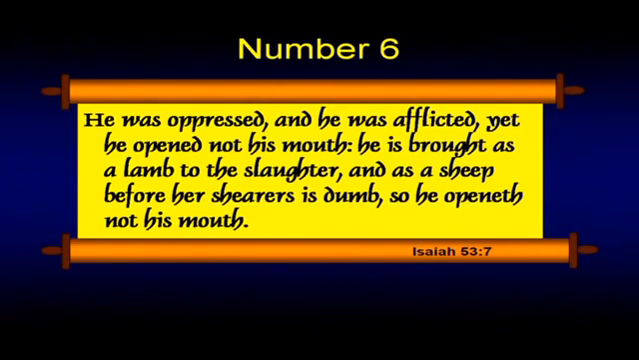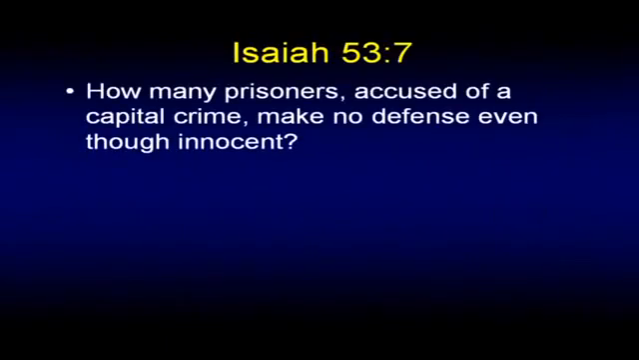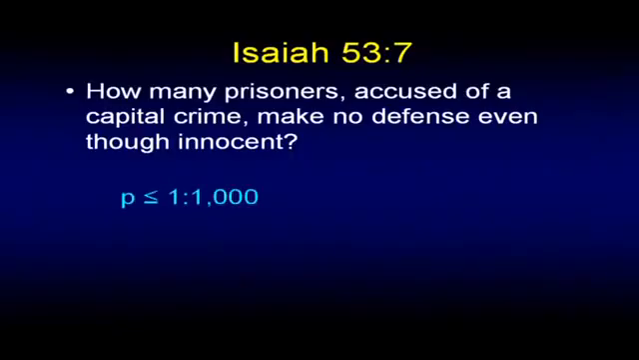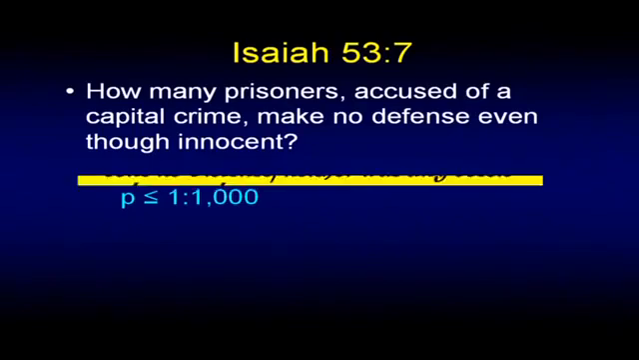Number 6. Isaiah, you have to take one or a couple from Isaiah 53. He was oppressed and he was afflicted, yet he opened not his mouth. He is brought as a lamb to the slaughter, and as a sheep before her shearers is dumb, so he opened not his mouth. Ooh. How many prisoners accused of a capital crime, in other words, death penalty, make no defense even though innocent? There may have been some that were innocent and didn't choose to defend themselves. Don't know how many. I say less than 1 in 1,000. Is that fair enough? I think so.